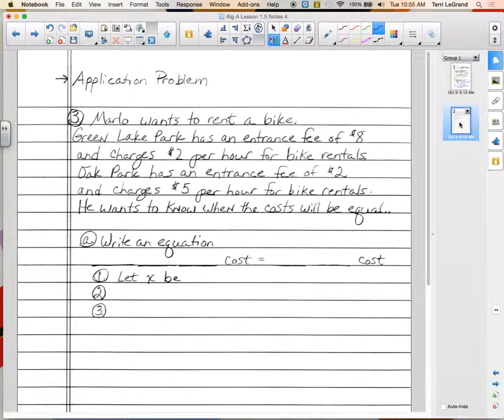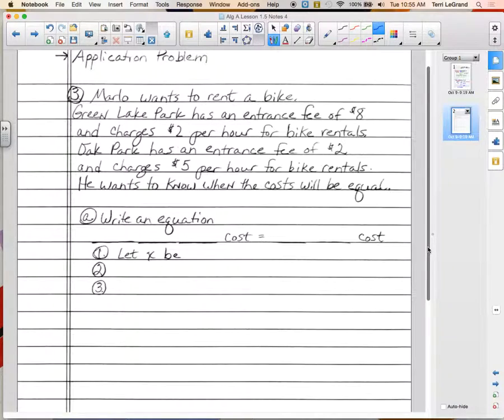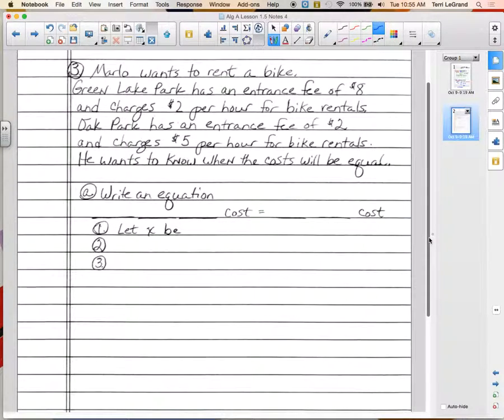Okay, let's go to the back side. We're going to do an application problem from this lesson yet. Okay, we got Marlo, who wants to rent a bike. Well, Green Lake Park has an entrance fee of $8, and they charge $2 per hour for bike rentals.